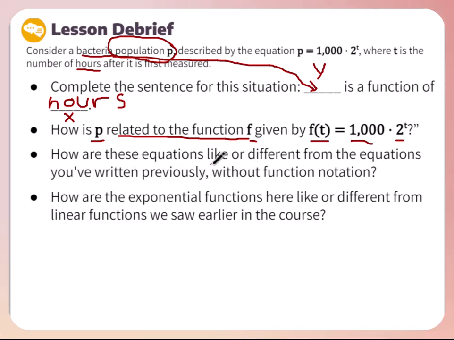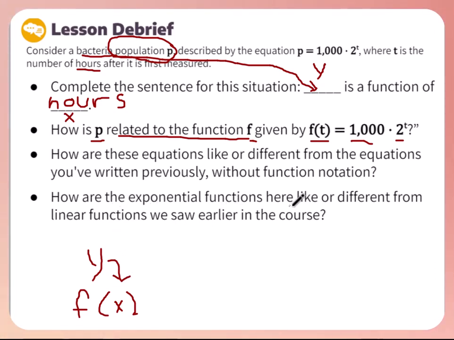How are these equations like or different from the equations you've written previously without function notation? One of the things that I notice is that we're replacing y with function notation. Is there anything else that you notice? So y is the same as f of x, g of x. That's our y value, our output.